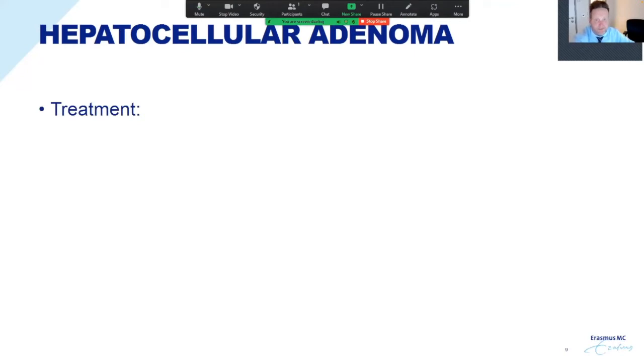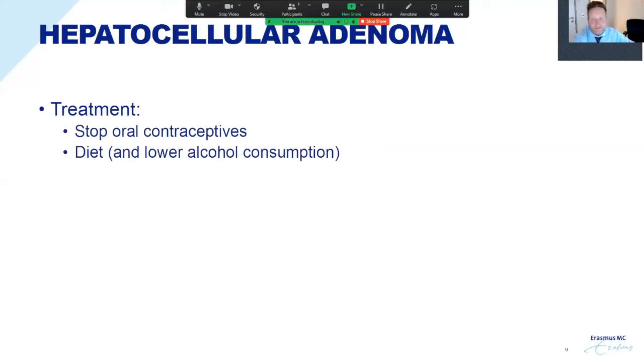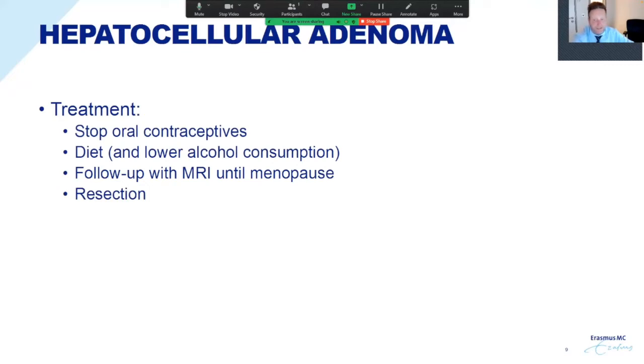Now concerning treatment. In all cases, oral contraceptives should be stopped and eventually replaced by an intrauterine device. Diet and lowering alcohol intake is advised since they influence the hormonal status. Currently, we advise follow-up eventually up to menopause. In normal circumstances, they will diminish in diameter over time. Invasive treatment is currently only advised if complications are expected over time. These indications are mainly a large diameter of the tumor and signs of premalignant condition.